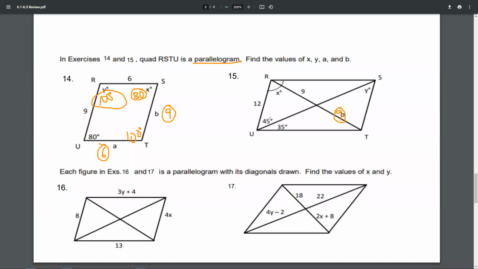45 and Y, those are alternate interiors. Since it's a parallelogram, RU is parallel to ST. SU would be your transversal. So alternate interior angles are going to be congruent. So Y is going to be 45 degrees.